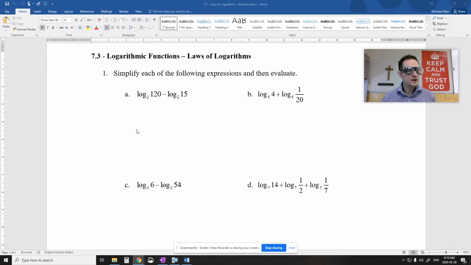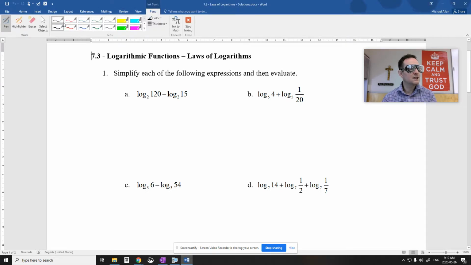Okay, so let's try this one, 7.3, doing the log laws. Using our two rules, found in your formula sheet: if you subtract logs, you divide what's inside the logs. If you add logs, you times what's inside the logs. Then it asks me to evaluate. So I want to do both those things. I want to get a single expression, right? Simplify them down, and then evaluate.